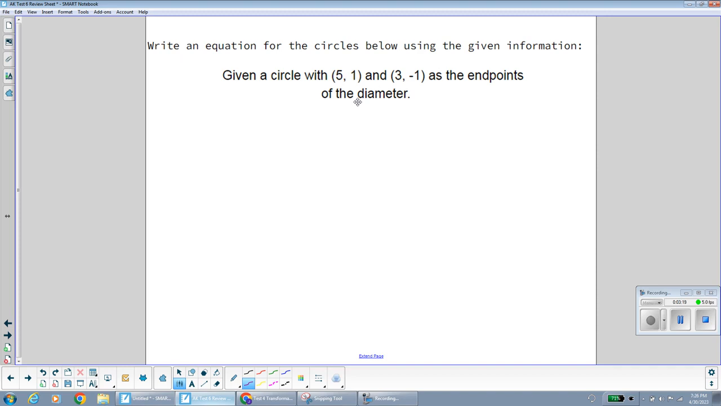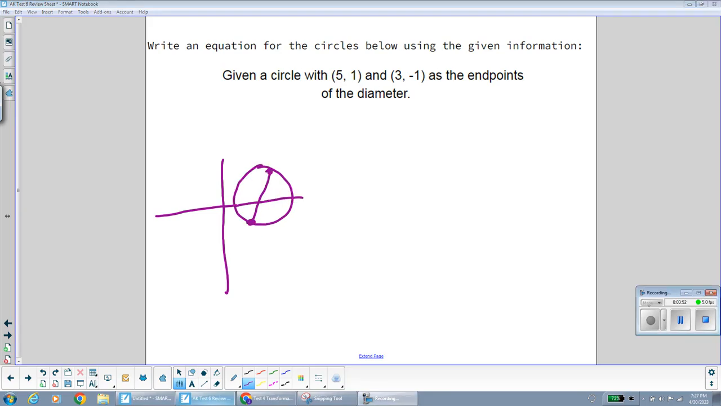I'm going to do a really quick estimate graph so we can see these points. The point (5, 1) is somewhere over here, and the point (3, -1) is somewhere over here. We're told that these are endpoints of the diameter. So what that means is that these are points that are on the circle, and the diameter of the circle passes through the center. Let me fix my drawing a little bit. Give me one second. Okay, so it's not a great drawing, but it's an estimate drawing.